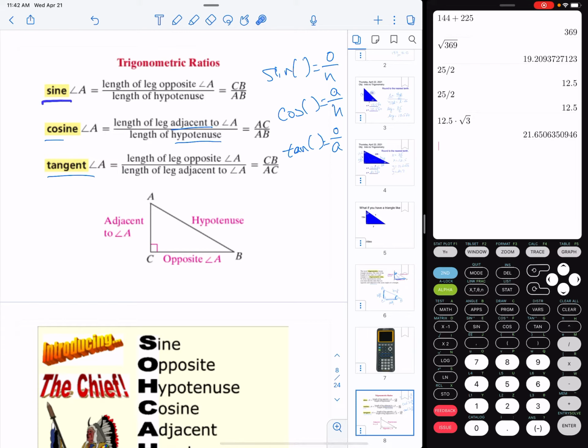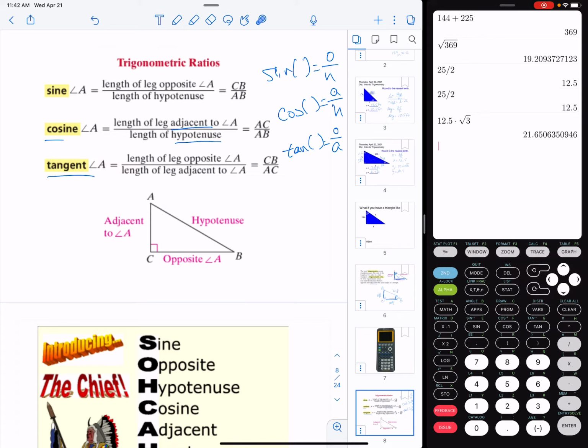Okay, so we've got sine. The sine of angle A, so I'm looking at this angle right here, is going to be, and we're going to be putting this with numbers, opposite over hypotenuse. So this angle right here, to do the sine, is going to be opposite over hypotenuse.